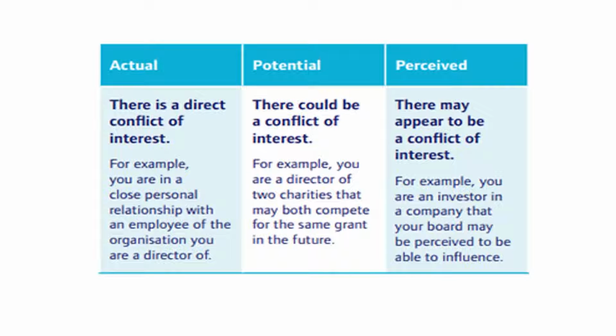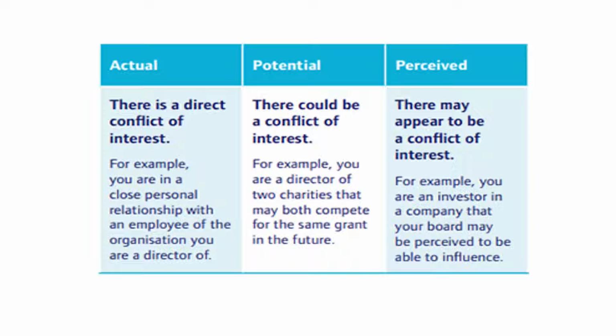Or it can be potential. For example, you're a director of two charities that both compete for the same grant in the future. Or, for instance, your wife or husband is opening a company that potentially will provide a service that your company may offer for bidding or take to the market for other companies to submit proposals. That's a potential conflict of interest.